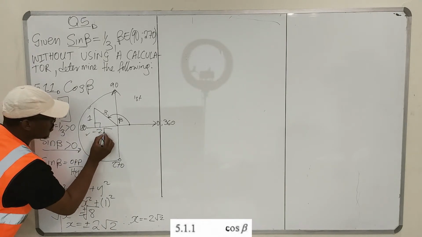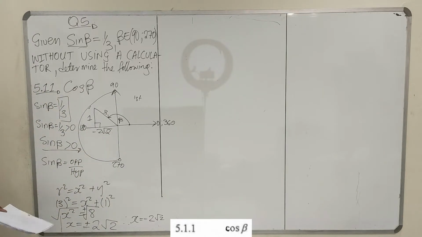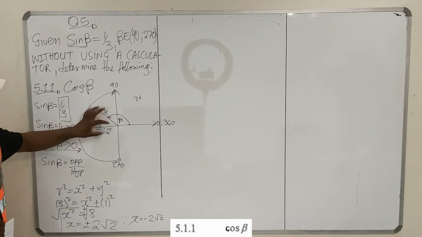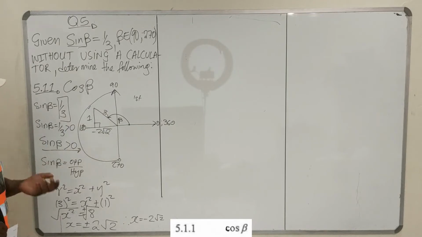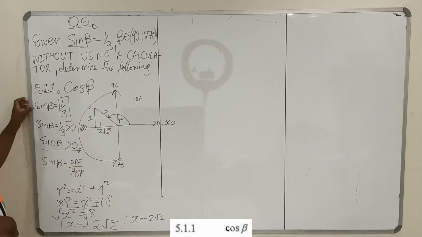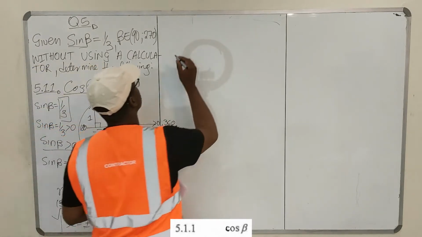Minus 2 root 2. That's our x value. No problem. Now, with this triangle being complete, you have all the sides of the triangle, and you have your beta as well. You can find the value of cos beta, which you were asked in the first place.